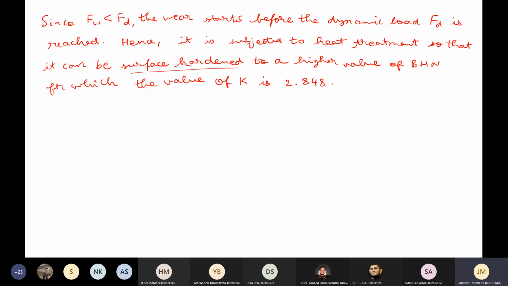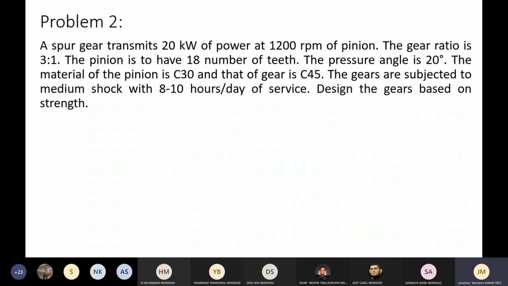Okay, so right now we'll move on to the next problem, which you can just write down as the statement. This is a little bit different type, where the number of teeth is specified, but something else is not specified. We'll look into that. Just take down the statement.